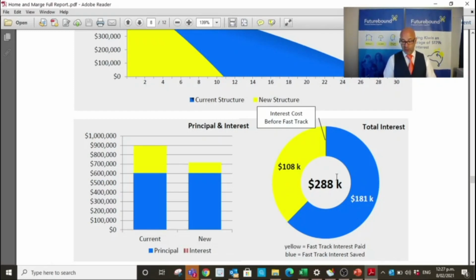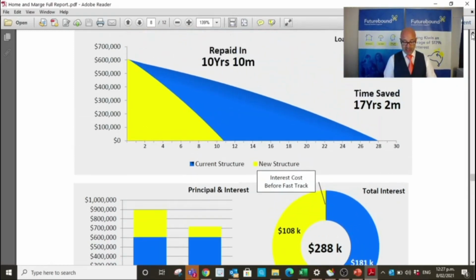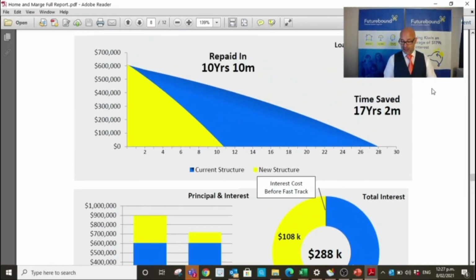So if they did nothing at all and carried on their 28 year plan to pay off this mortgage, they would pay 288,000 in interest. But now we can get them saving 181 and only paying 108. So that's a pretty massive saving, $181,000, and they get to pay off their mortgage in 10 or 11 years, which means that so many opportunities arise out of having no debt repayments 17 years ahead of schedule, right?